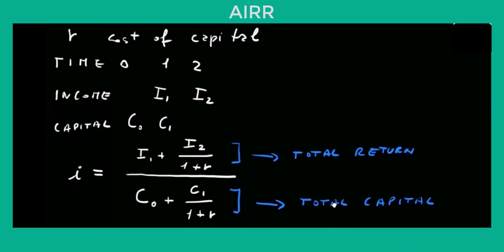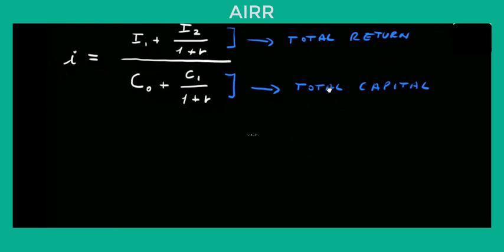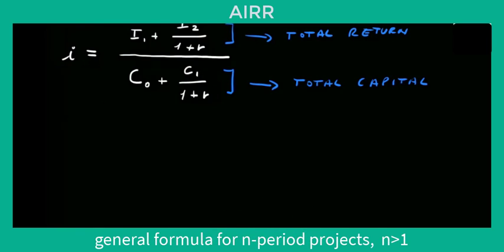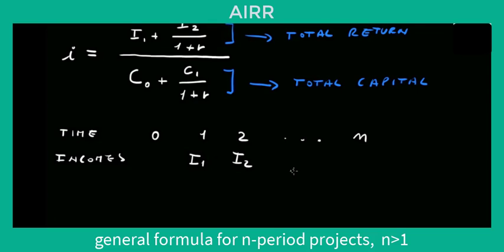More generally, consider a project of n periods, where n is equal or greater than 1. So, I suppose we have n plus 1 dates, 0, 1, 2, 3, and so on, until n. We have n incomes, which we denote as I of 1, I of 2, I of 3, and so on. The last income is I of n.